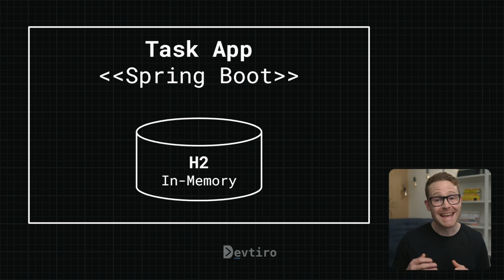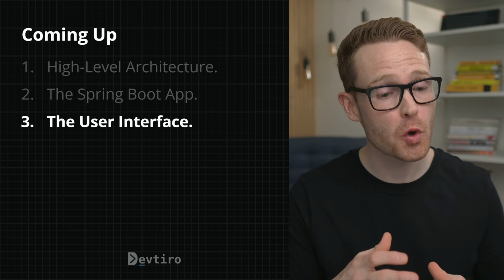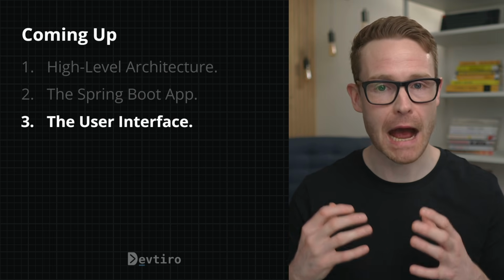It's worth noting that in later Devtiro builds, we do cover using a real PostgreSQL database that will persist data between application restarts. We're going to run this Spring Boot application directly from our IDE, so from IntelliJ, and it's going to expose the REST API that the user interface will then call. And for the moment, that's all we need to know about the Spring Boot component in our high-level architecture. So let's now move on to exploring the user interface component in our architecture.